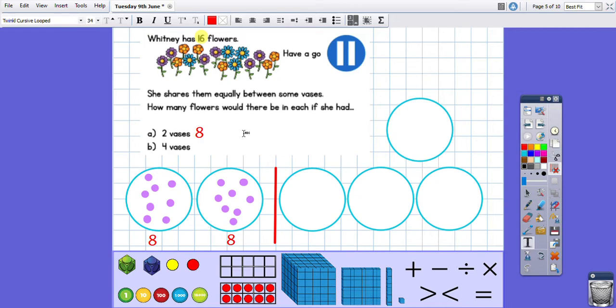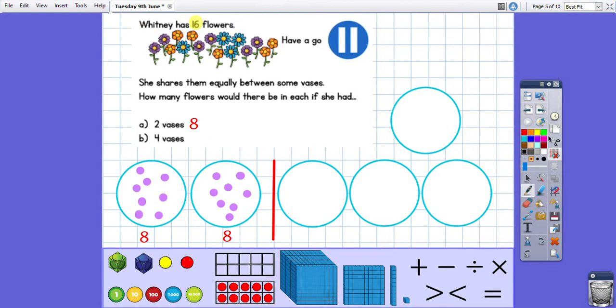As an extra little challenge, do you think there will be more or less in each vase when there are 4 vases? Let us know. Okay, so this time they are pink flowers. And we are going to share them between 4 vases. There are still 16. 1, 2, 3, 4, 5, 6, 7, 8, 9, 10, 11, 12, 13, 14, 15, 16.